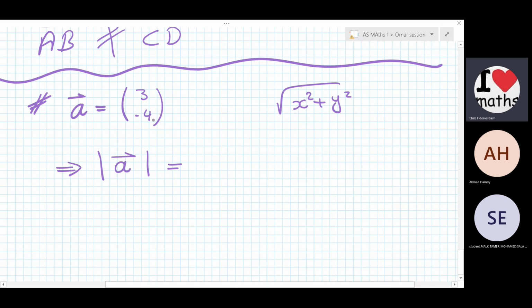We agreed together 3 and -4. How do we draw 3 and -4? If I start from this point, I need to go 3 units to the right: 1, 2, 3. Are you with me? Then negative 4 means I will go down 4 units: 1, 2, 3, 4. This is my vector A. Go from here to there. I'm asking you to find the length.